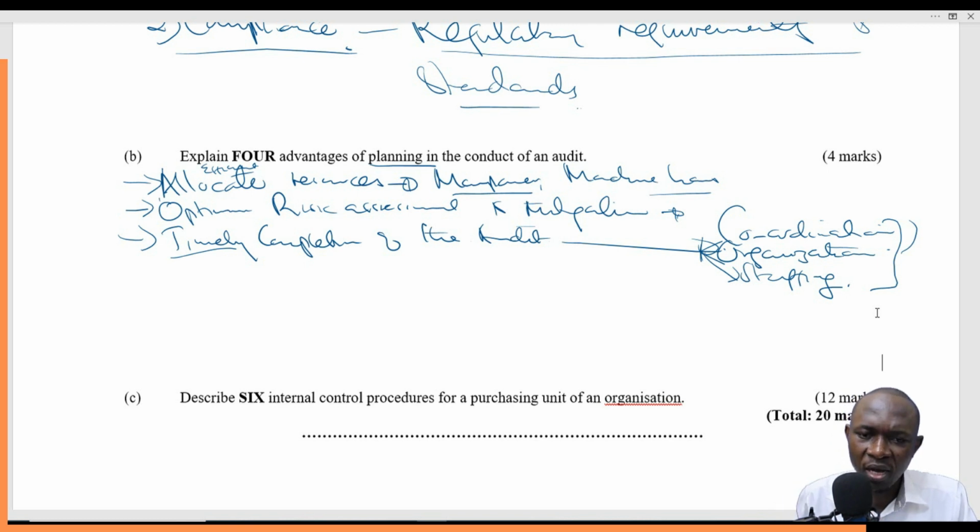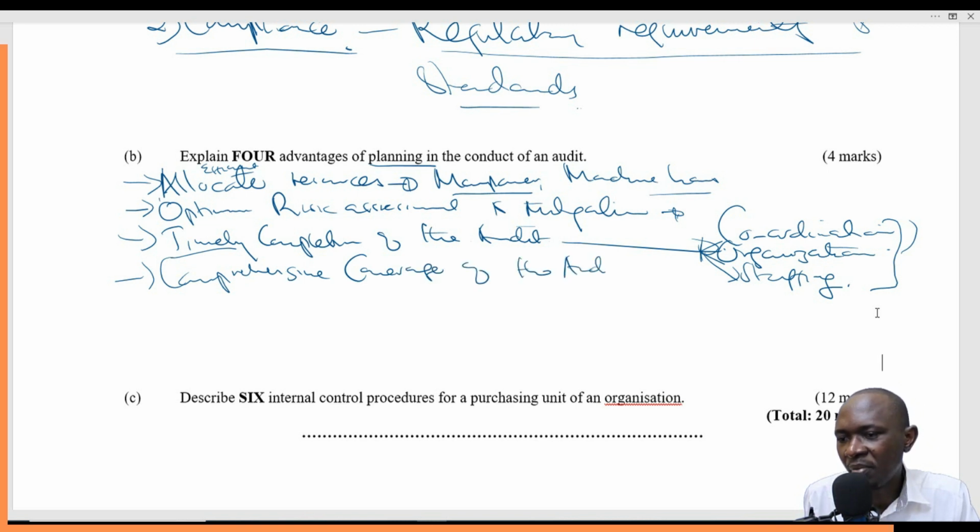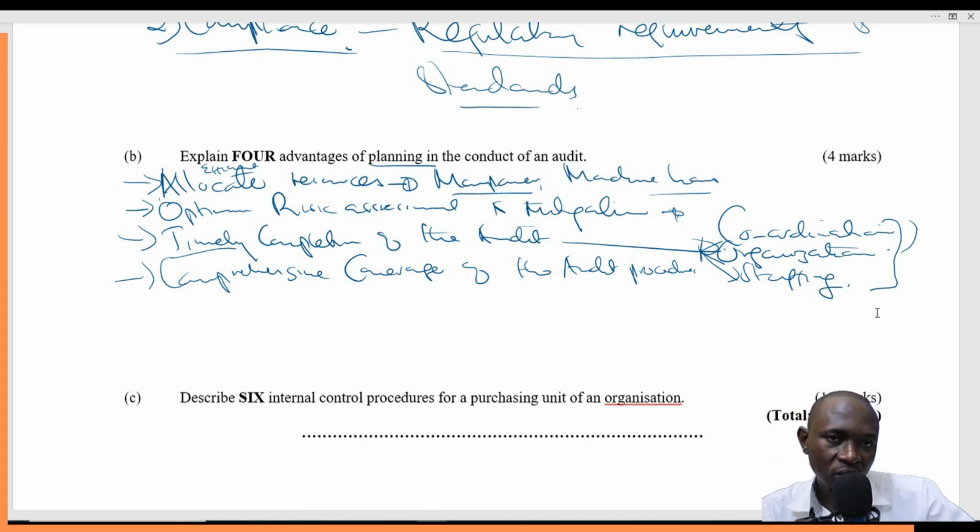And then, of course, we also have comprehensive coverage of the audit procedures. Planning helps us to be thorough because it captures the entire scope of the audit work. That is what a plan does basically. It has to have the entire scope and then assign and allocate the duties to the various people based on their capabilities, who will do a certain task, who will do a certain activity.